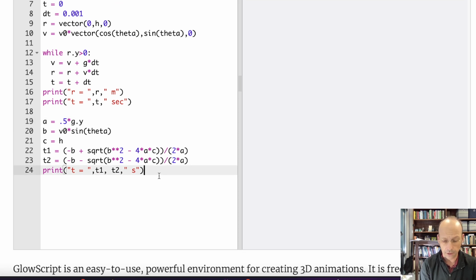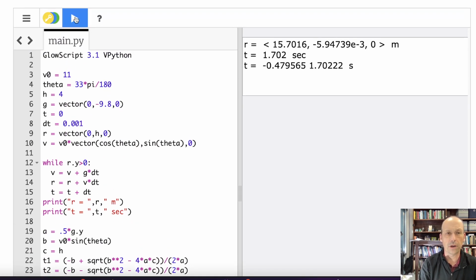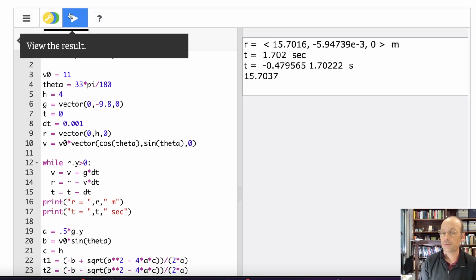I was pretty close. Okay, and then I can say x equals v0 times cosine theta times t2. And then that's fine. Okay. So I was pretty close. Got the same thing. Okay, there you go. Code down below. Nothing else to say. Hope that helps.